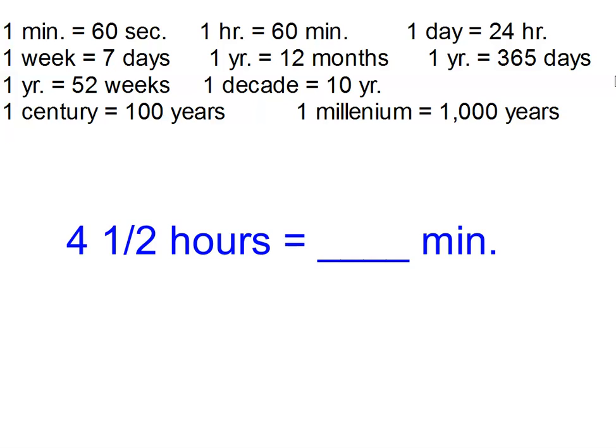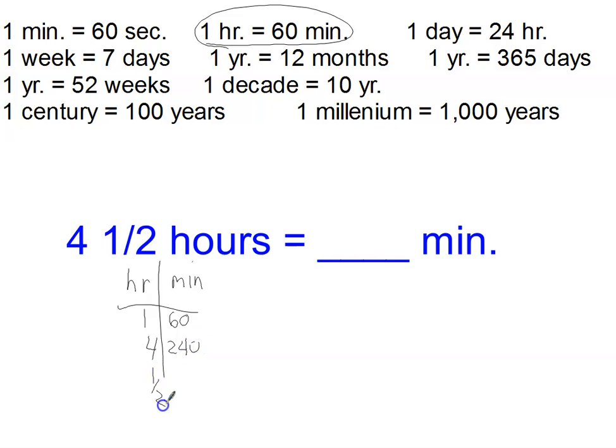4.5 hours to minutes. So I'm going from hours to minutes. Looking for a fact that has that. Right there, 1 hour is 60 minutes. So 4 hours is 4 times 60. That would be 240 minutes. Half of 60 would be 30. So I got 240 here plus 30 more, which would be 270 minutes.